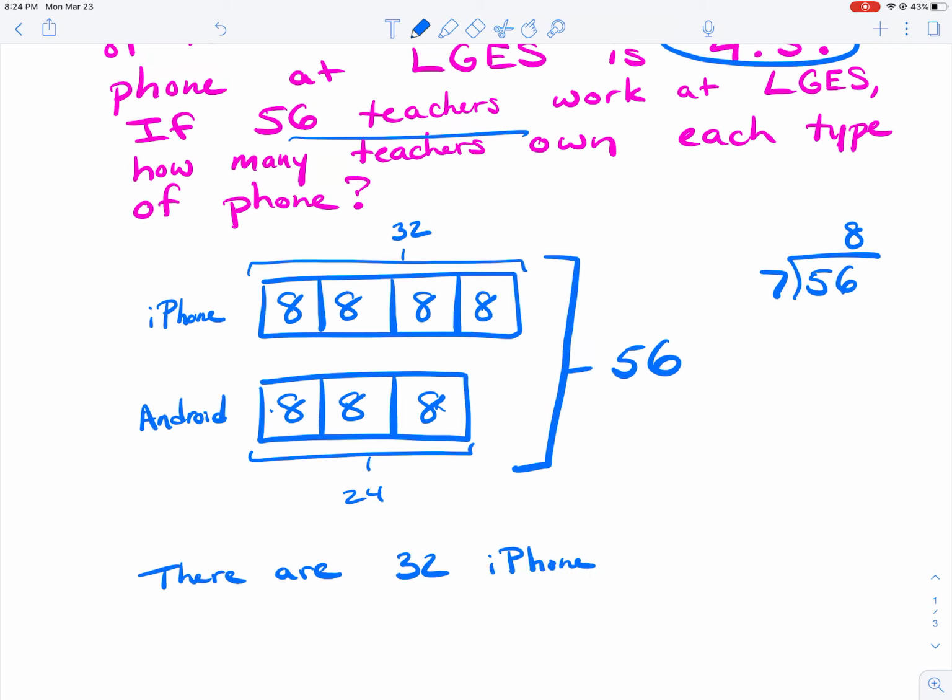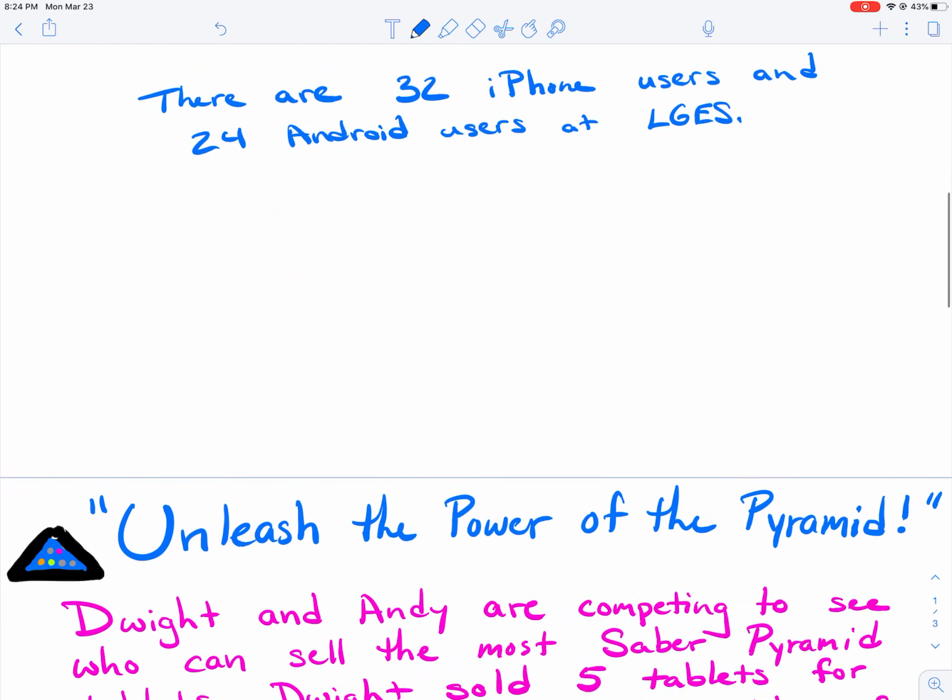All right, so the answer to my question is there are 32 iPhone users and 24 Android users at LGES. Okay? All right, so next question is a little bit different. Let's see if we can figure out what's different about it.